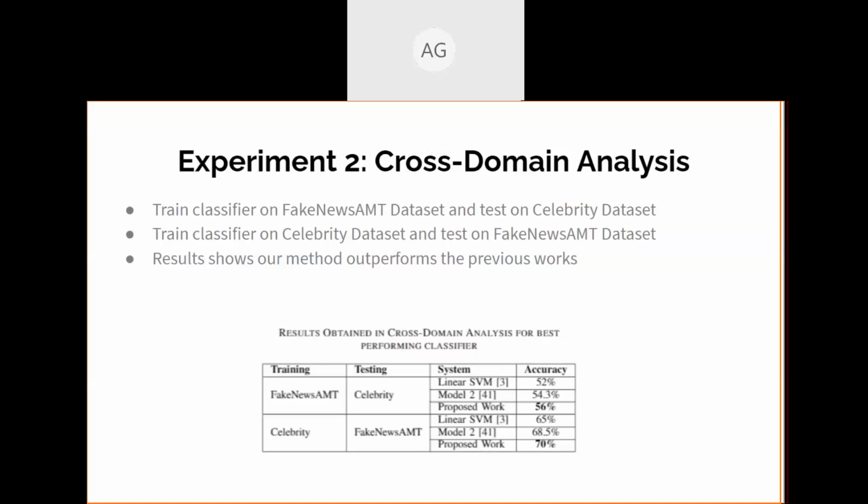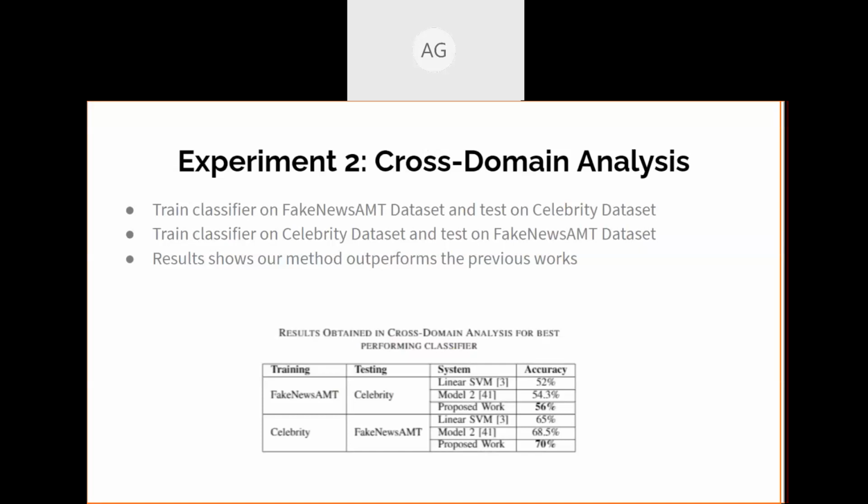Now the second experiment is cross-domain analysis. We perform cross-domain analysis to test how our proposed method helps distinguish fake news across different domains using all the features. What we did was we first trained our best performing classifier on the fake news AMT dataset and test on the celebrity dataset. Similarly, for the second case, we train our best performing classifier on the celebrity dataset and test on the fake news AMT dataset, and then record the results.